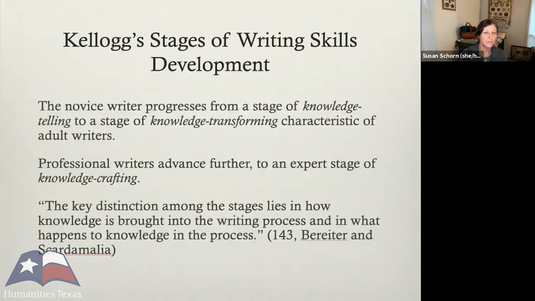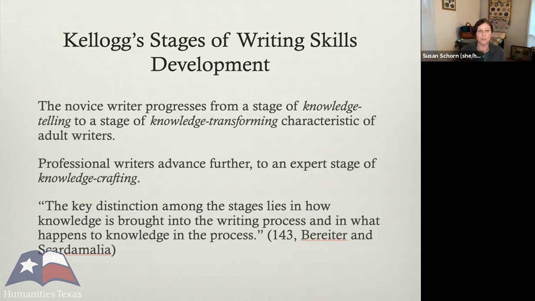Okay. So Kellogg calls these 3 stages knowledge telling, which is where we all start out, and then a sort of mature stage that he calls knowledge transforming, that's characteristic of adult writers. And then a higher skill level called knowledge crafting, that's more like workplace writing that we have to do for bigger audiences and for more context and more varied contexts.